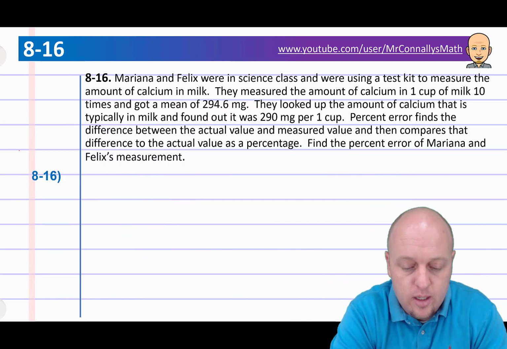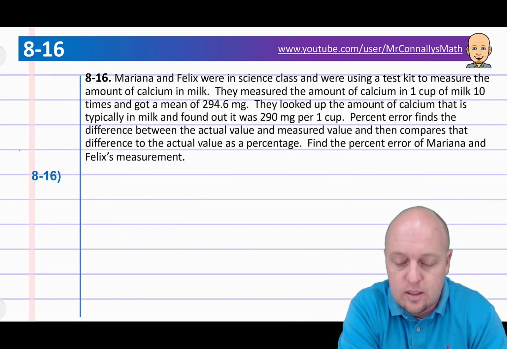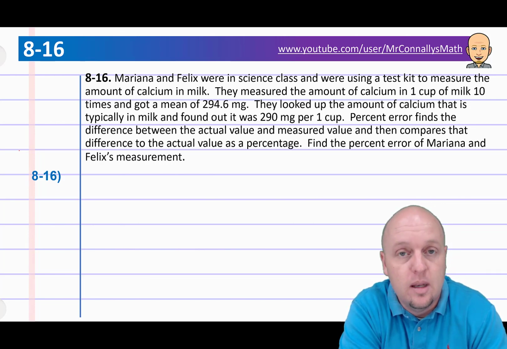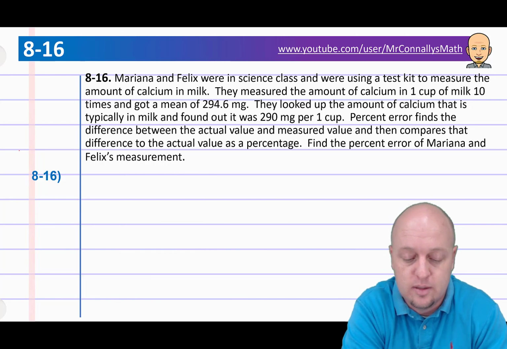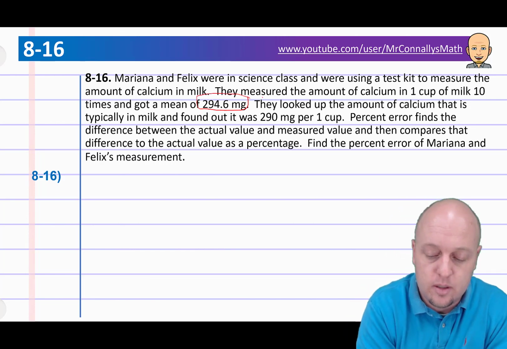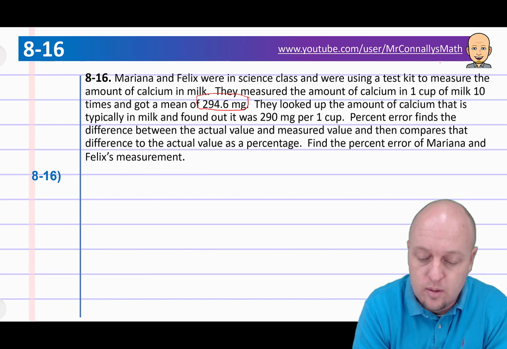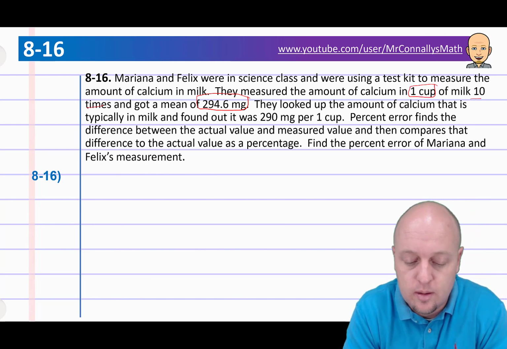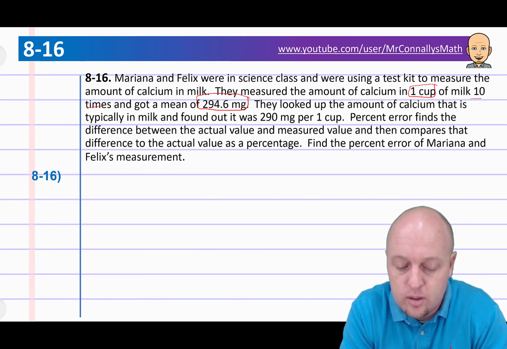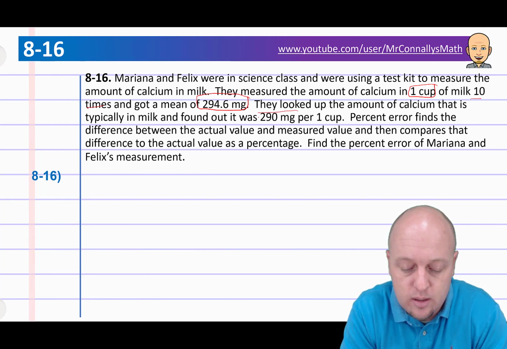All right, next, Mariana and Felix were in science class and were using a test kit to measure the amount of calcium in milk. They measured the amount of calcium in 1 cup of milk 10 times and got a mean of 294.6 kilograms. Okay, let's circle those numbers. So 1 cup, 10 times, got a mean of 294.6. They looked up the amount of calcium that is typically in milk and found out it should be 290 grams per 1 cup.